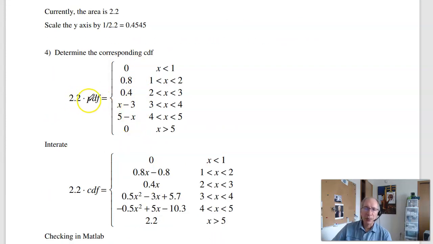And that's 2.2 times the PDF divided by 2.2, and you get the proper equations. Now to integrate, the integral of 0 is 0. The integral of 0.8 is 0.8x plus a constant. Pick the constant so that at the point where they join at 1 it is continuous. This is equal to 0 at 1. This also has to be 0 at 1. So it's 0.8x minus 0.8.